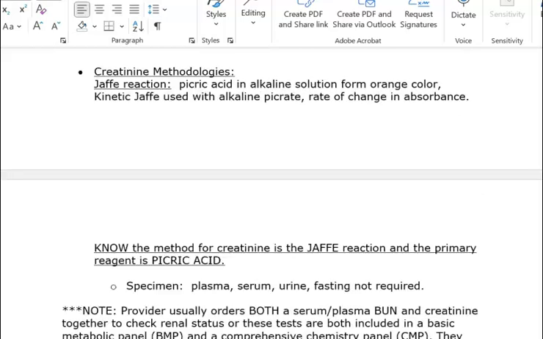For the creatinine methodologies, know that it's referred to as the Jaffe reaction, and know that the reagent that's used is picric acid, and that there's a color change to orange. For the specimen, fasting is not required, and you can use plasma, serum, or urine for creatinine testing.